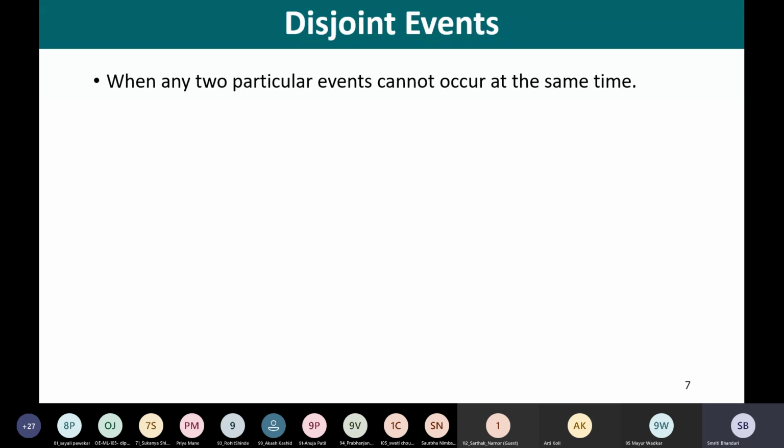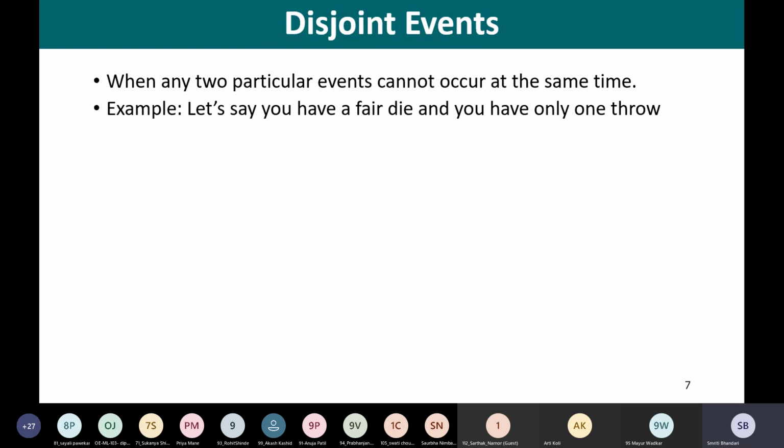When any two particular events cannot occur at the same time, then we say that these events are disjoint events. Say for example, we are having a fair die and we have to throw this fair die only once. So it is allowed to throw the fair die only once.